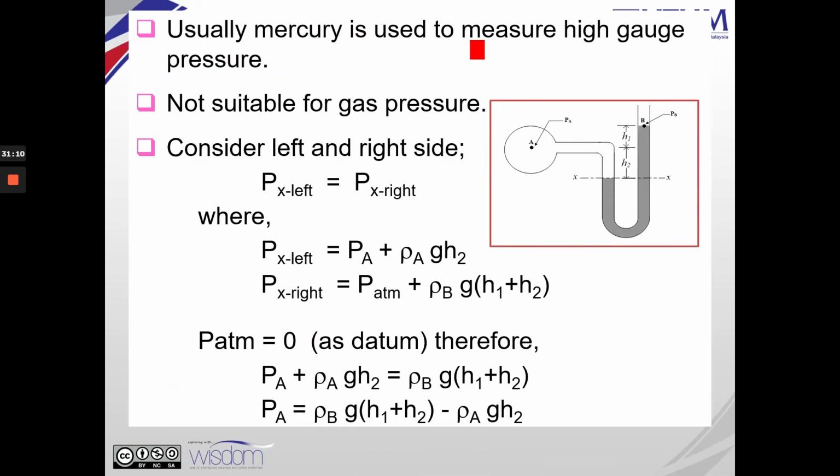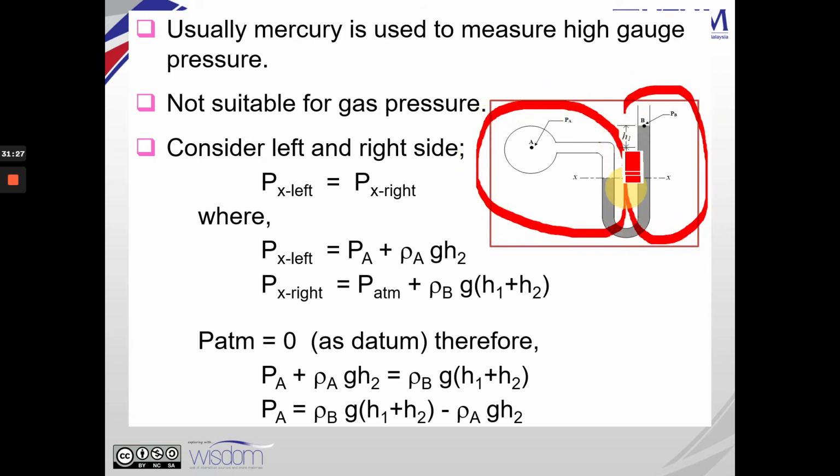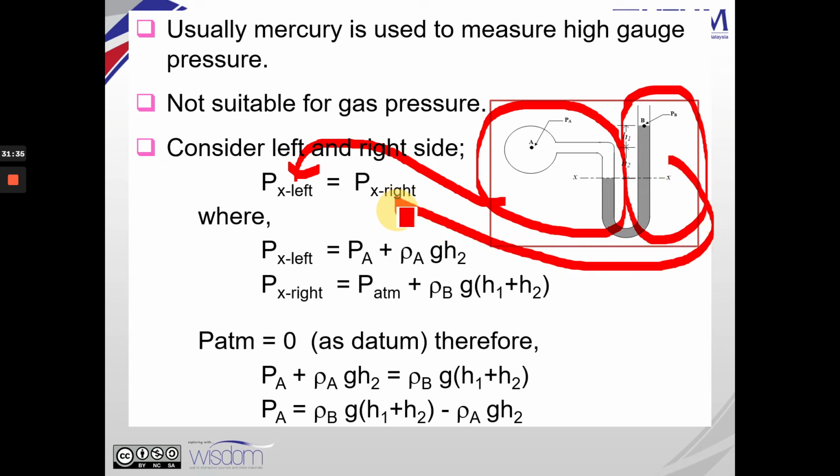Usually mercury is used to measure high gauge pressure, not suitable for gas pressure. So look at this figure. Consider the point at this side and the pressure at this side. We call this P left, the pressure at left, and at this side we call P right. So consider the left and right side.